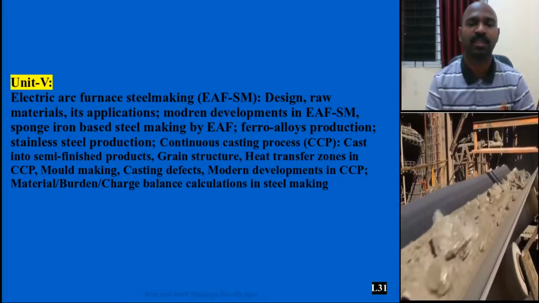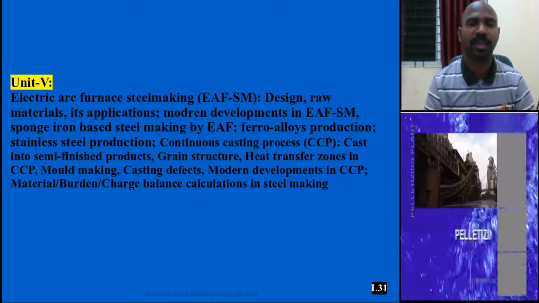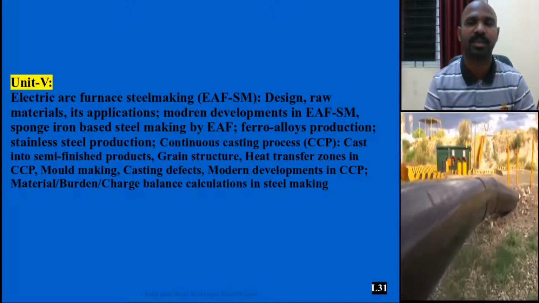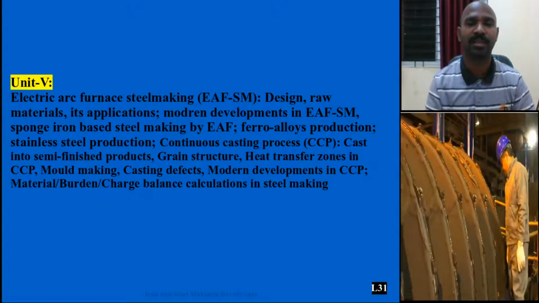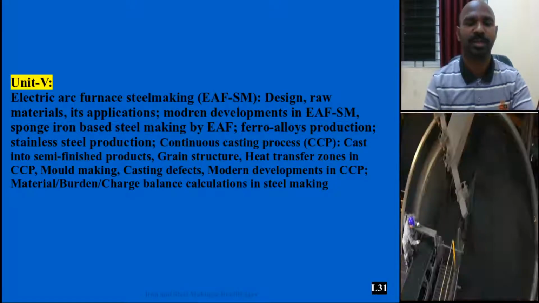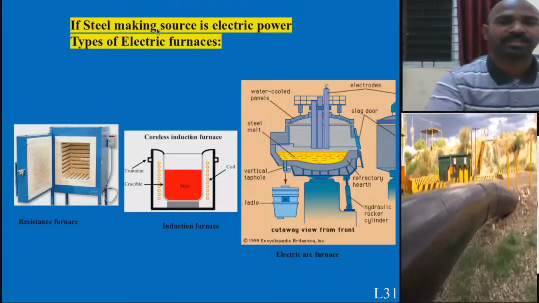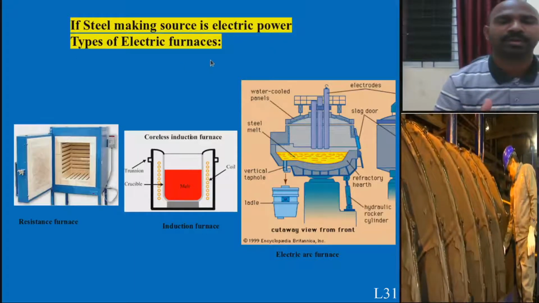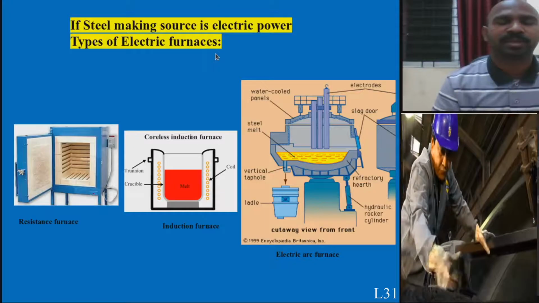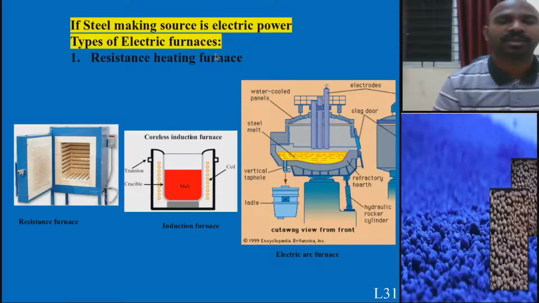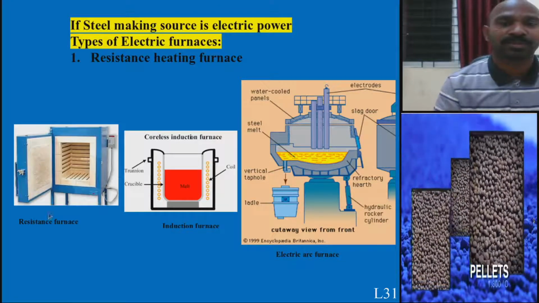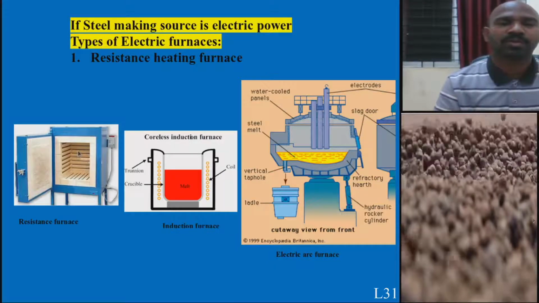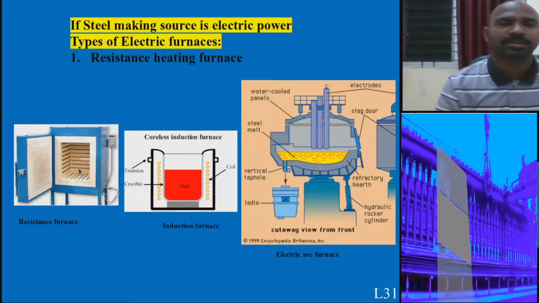Lastly, we discuss material balance, or charge balance, or burden balance calculations in steelmaking in this part of unit 5. If the steelmaking source is electric power, there are many types of electric furnaces. The first one is the resistance heating furnace, which is mainly used for heat treatment such as normalizing and annealing of steels.